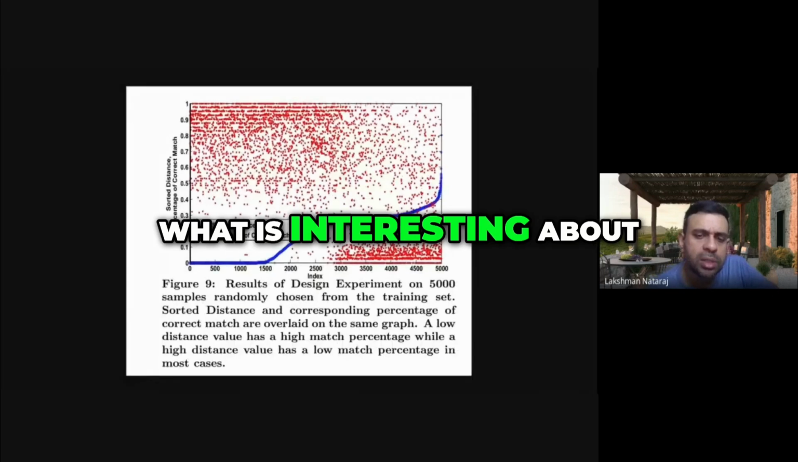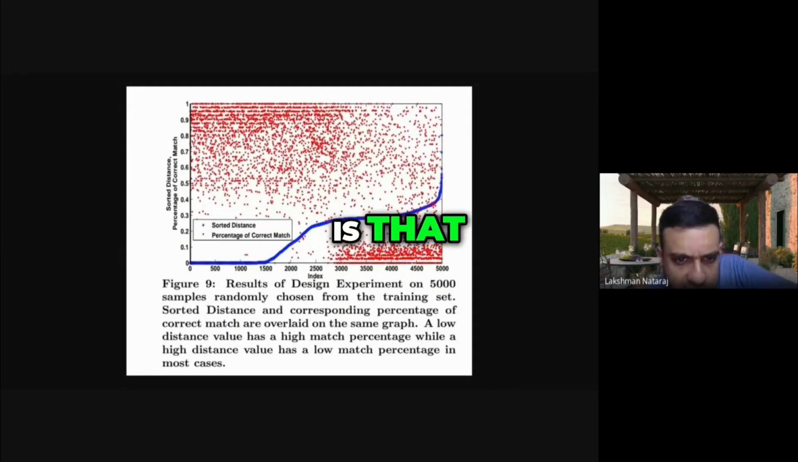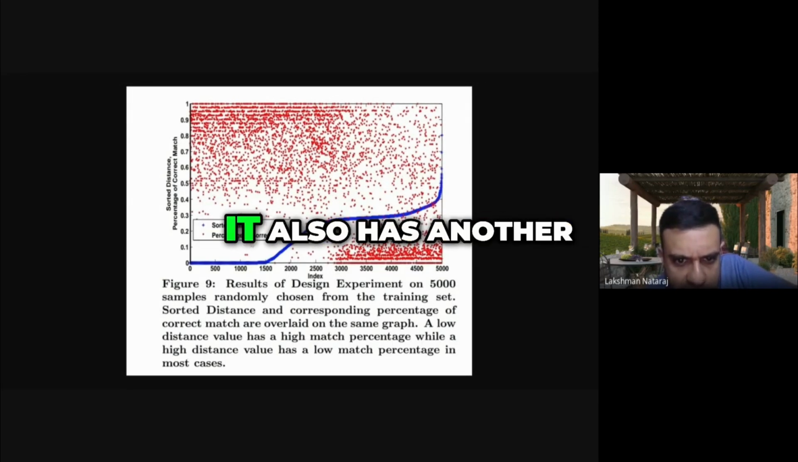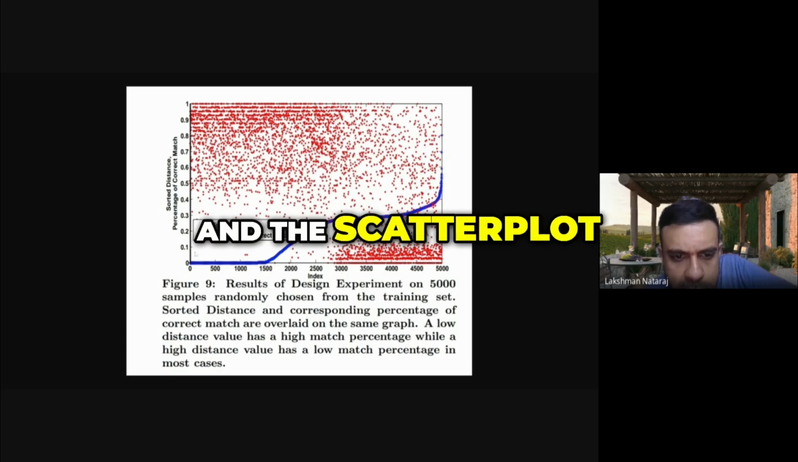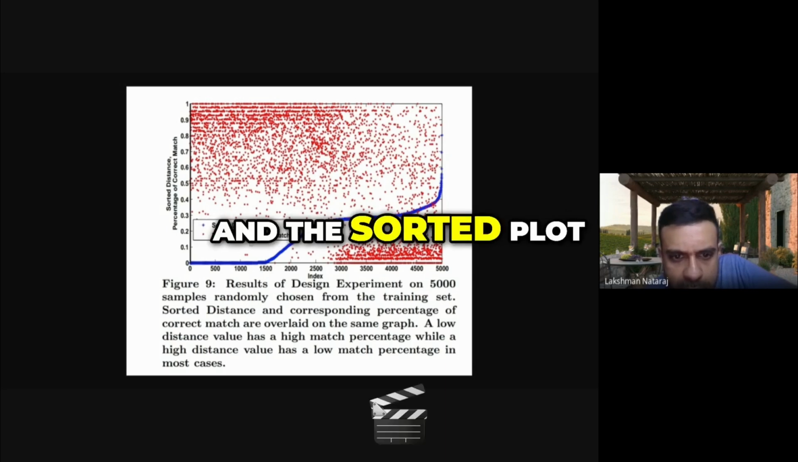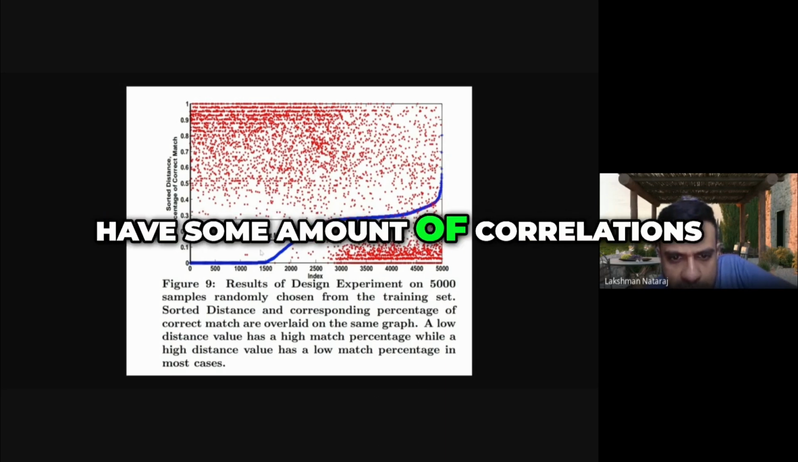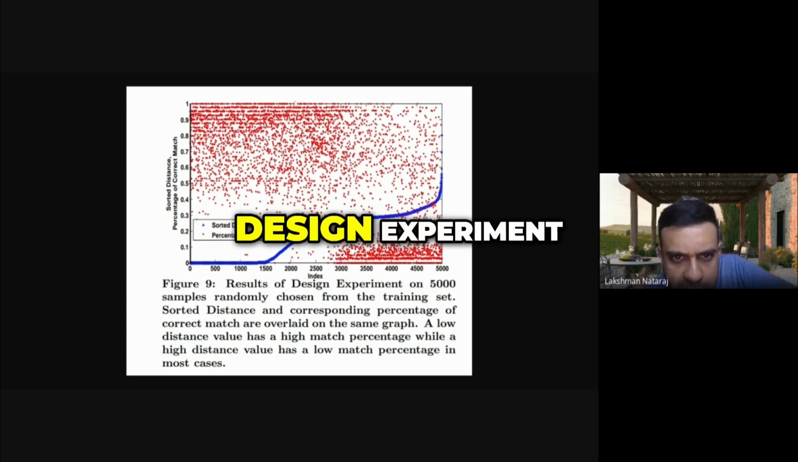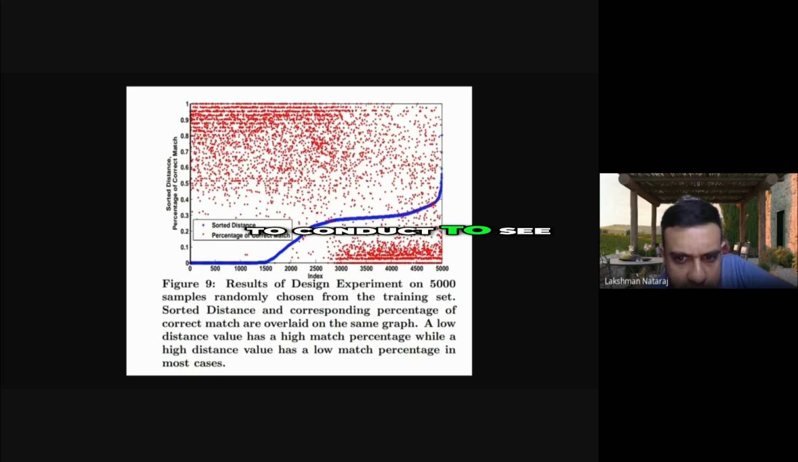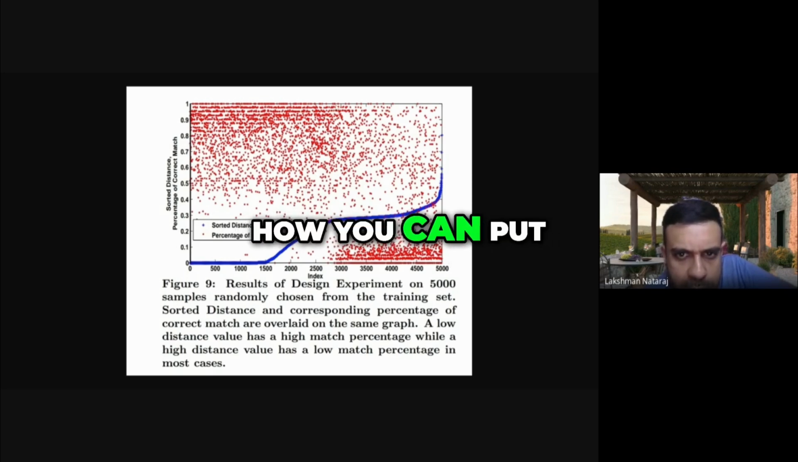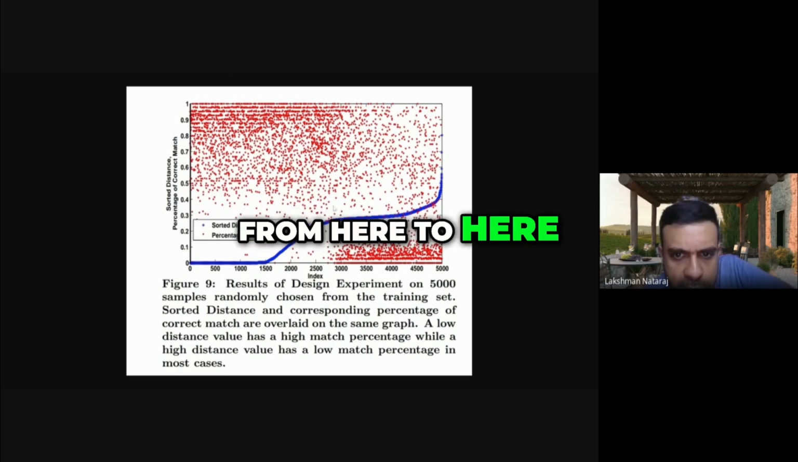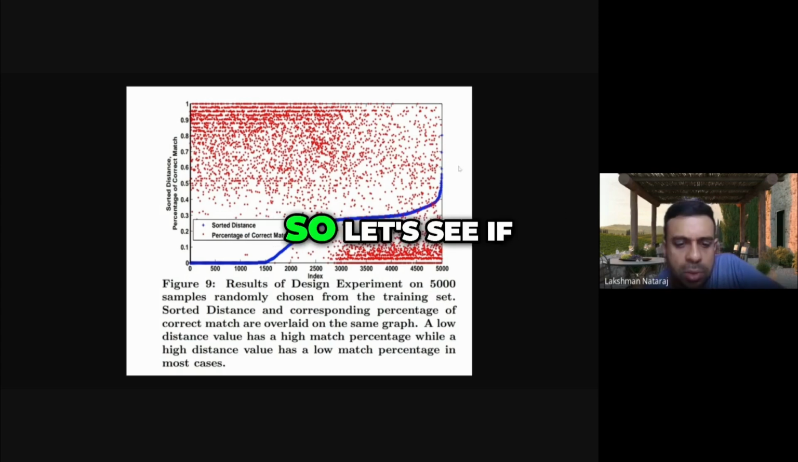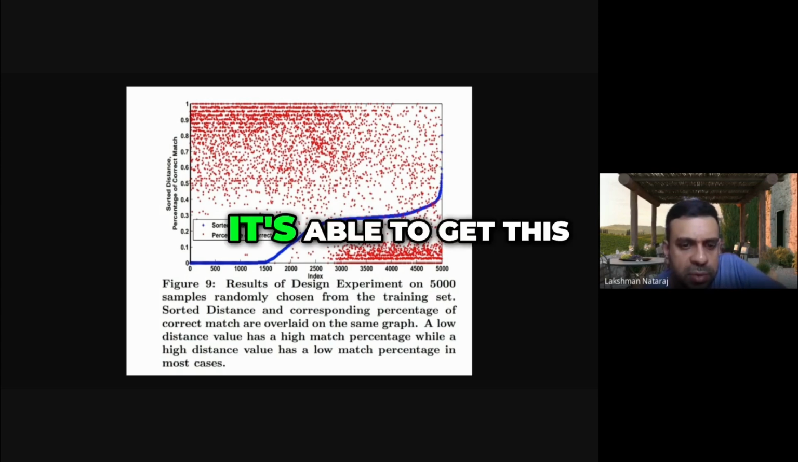What is interesting about this chart, or graph, is that it has a scatter plot. It also has another sorted plot, and the scatter plot and the sorted plot have some amount of correlation, or this is like a design experiment which you would want to conduct to see how you can put some designs on it. So meaning that I would have a threshold from here to here, from here to here, from here to here, and here to here, and so on. So let's see if it's able to get this.